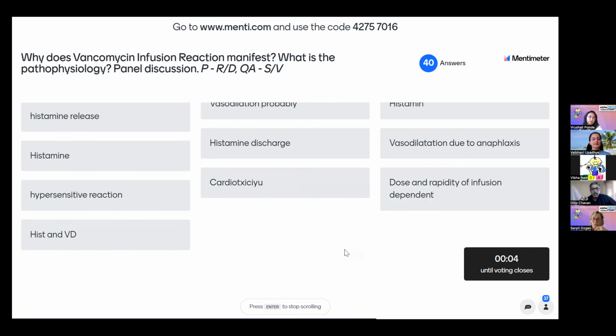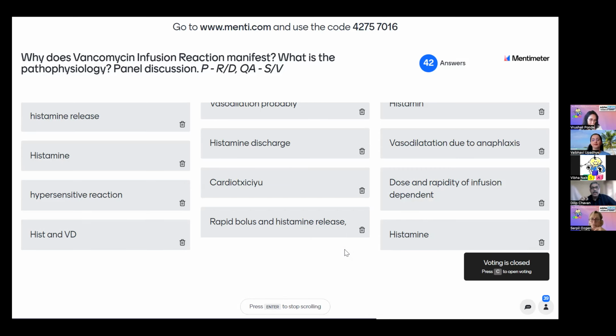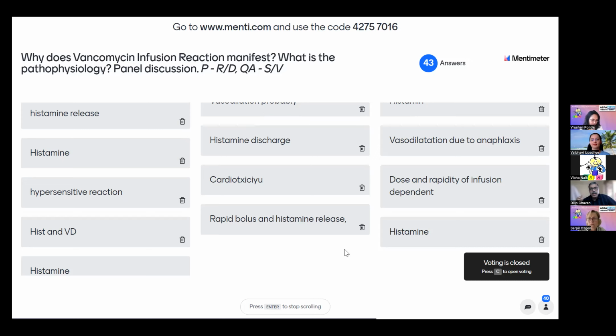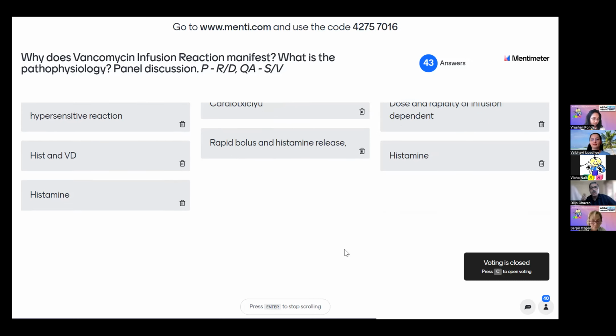Ideally, the dose needs to be given in children at around 10 milligrams per minute. And even in neonates, it should be even slower than that, around 5 milligrams per minute. So it always depends on the dose and the rate, how much and how fast or how slow it is given.